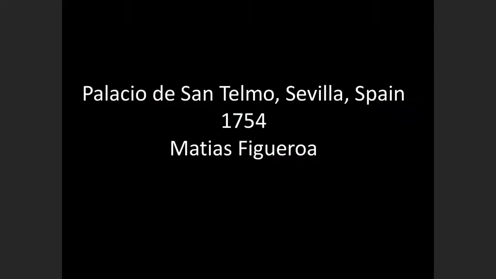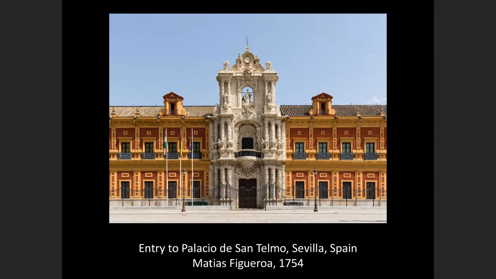Some other examples get really extravagant and would become much more obviously Baroque because of their extravagant decoration. One example is the Palacio de San Telmo. This is in Sevilla from 1754 by Matías Figueroa. I think I'm pronouncing that somewhat close. Somebody who's better at Spanish than me will give that. But here we see the entrance I'm most interested in.